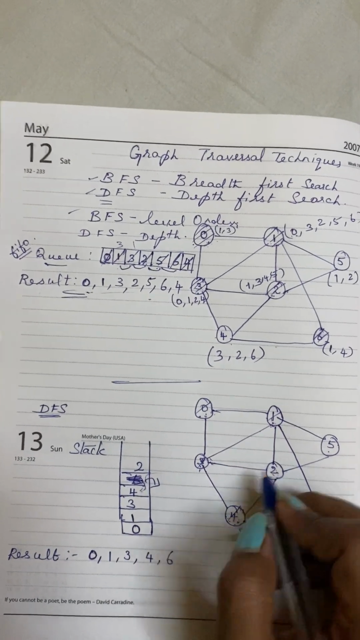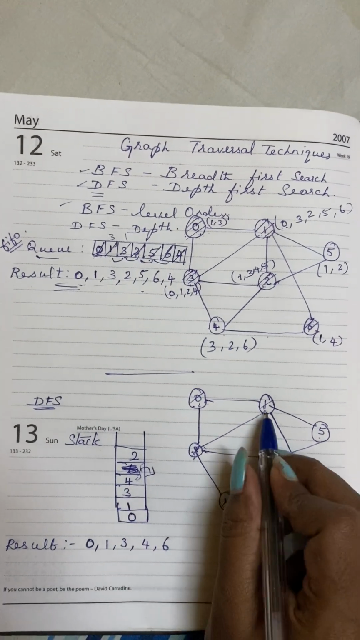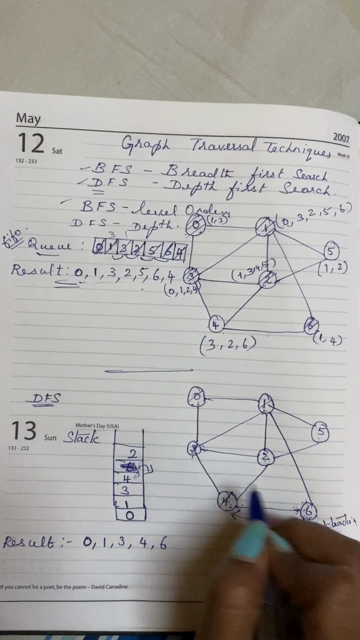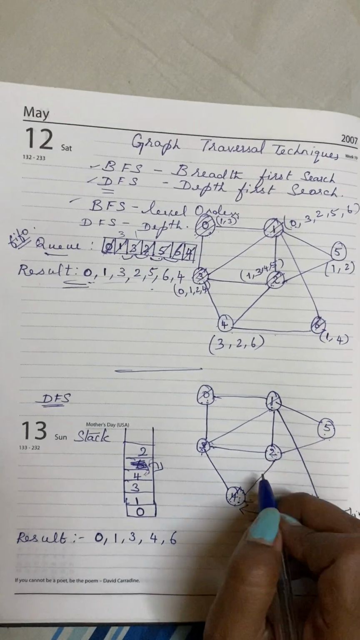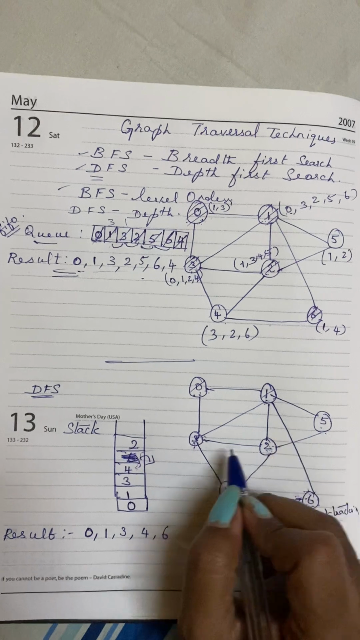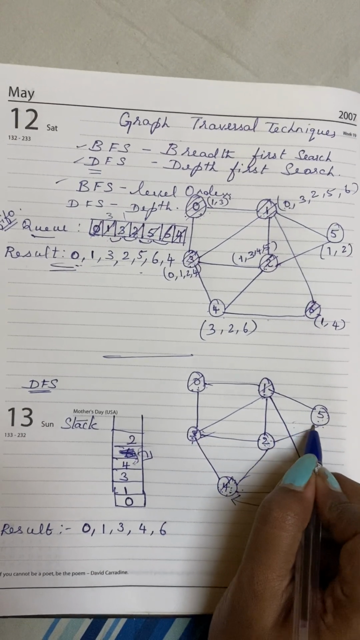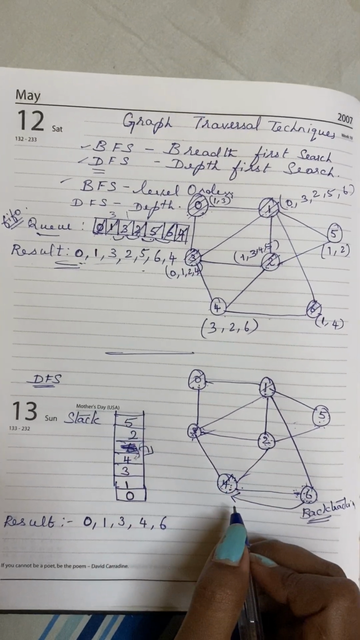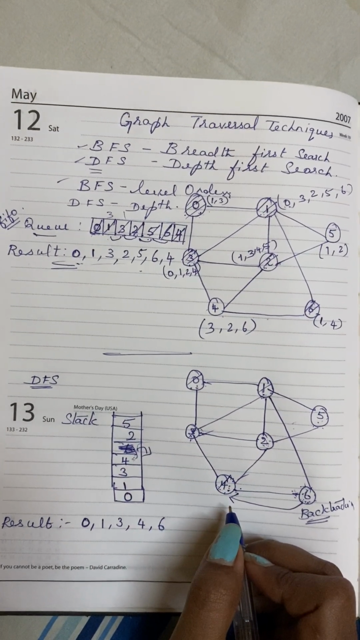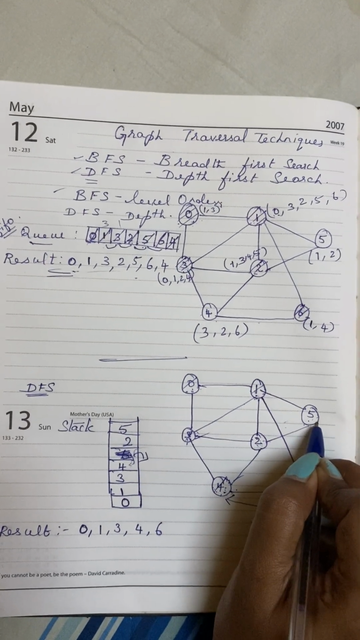Now we are checking the adjacent elements. So 1 is your adjacent element, 3 is an adjacent element, 4 is an adjacent element, and 5 is also an adjacent element. But 1 is visited, 3 is visited, 4 is visited, 5 is left unvisited. So you have to push 5 into the stack. Okay, you are pushing 5 into the stack.